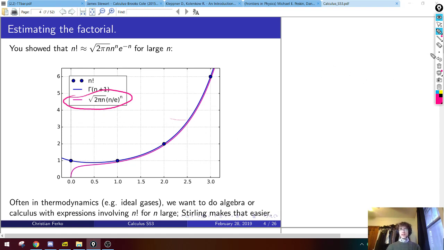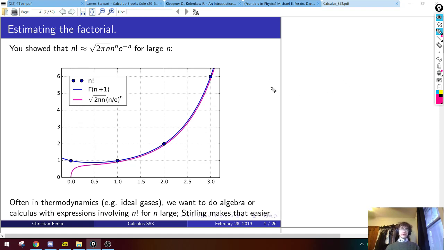The root 2 pi n over e to the n, which you found the other day. And as you can see, Stirling's approximation has some error compared to the gamma function at low values, like this is between 0 and 1. It gets closer between 1 and 2. And then even by 3, these things are very, very close. So for large numbers like 10 to the 23, they're so close that the fractional error is totally negligible.